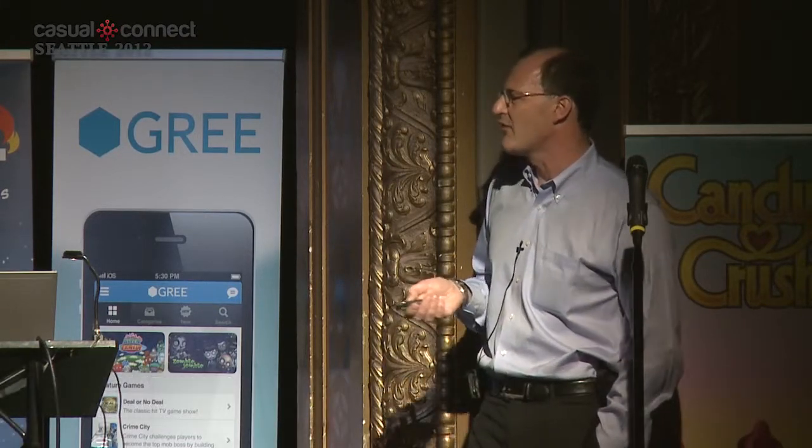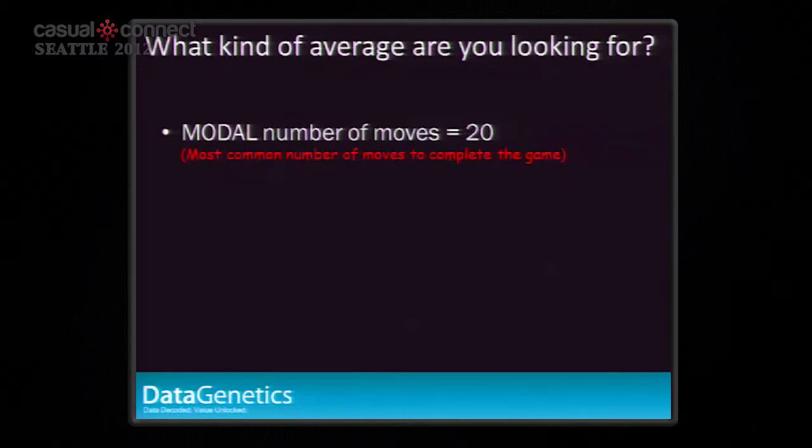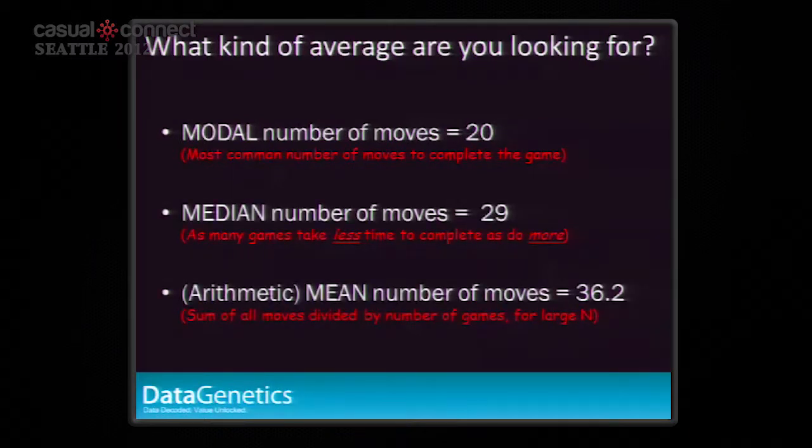It also allows us to work out something called a median, which is where as many games take less than 29 moves as take over. And again, it's about what kind of average you're looking for. The modal game is 20, the median is 29, and the arithmetic mean is 36.